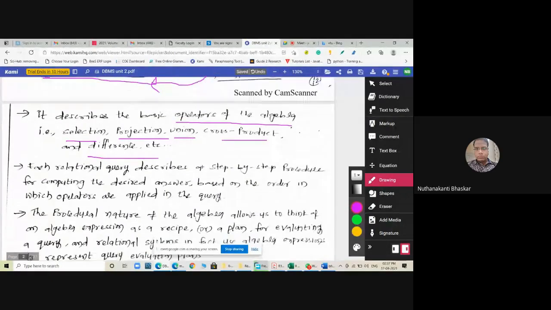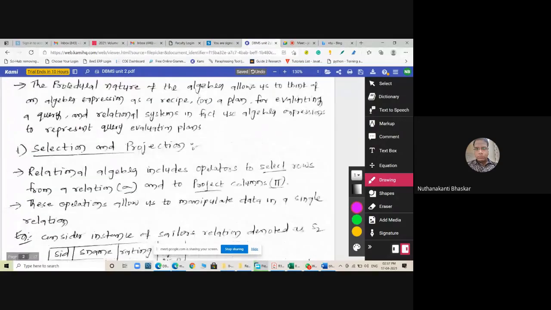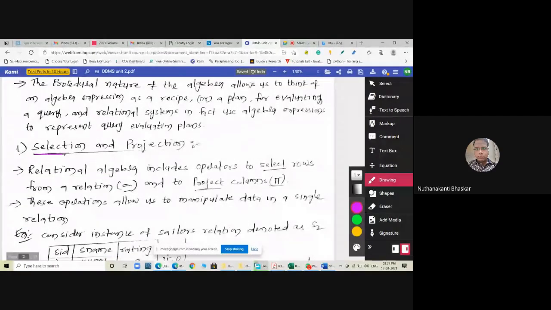We can discuss. All these are going to help to construct the relational algebra. So now the first one is selection and projection. Two. Selection operator and projection operator. Already I told you we are discussing about relational algebra. Relational algebra is having some procedure.